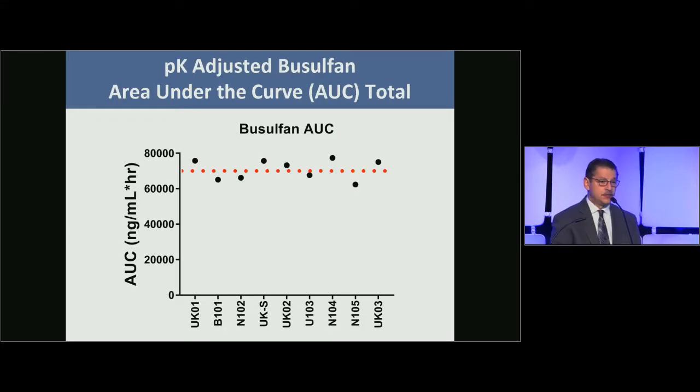This slide shows the busulfan area under the curves measured from pharmacokinetic analysis of their serum levels after treatment, showing that all the patients came very close to the target of the red line, which is the 70,000 nanograms per mil per hour.